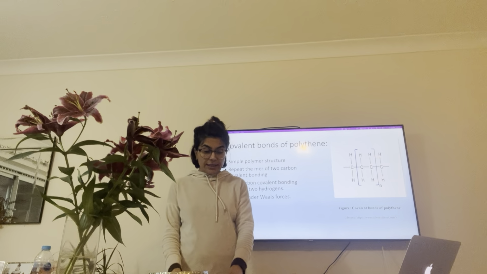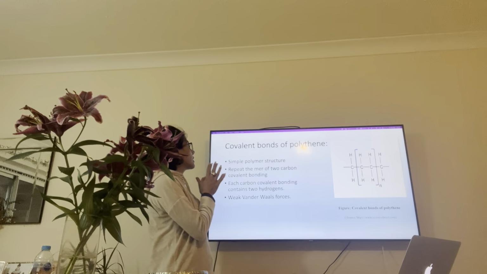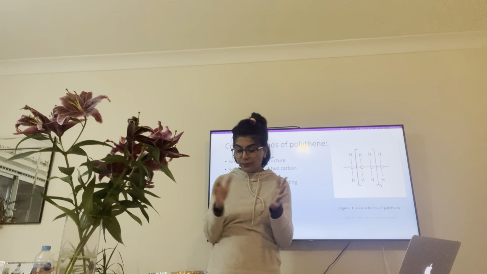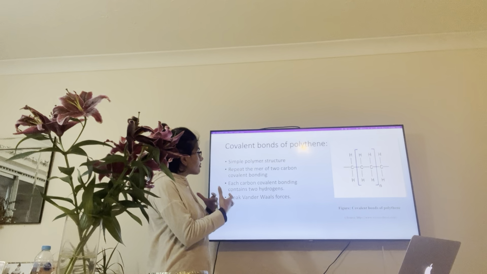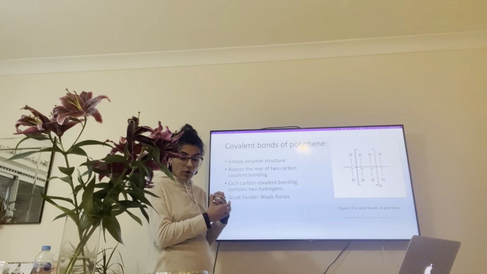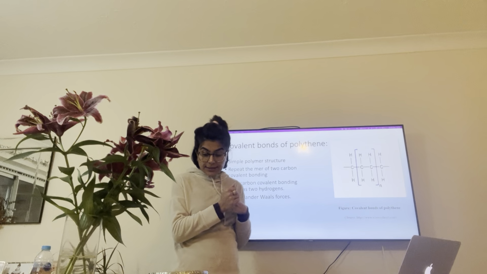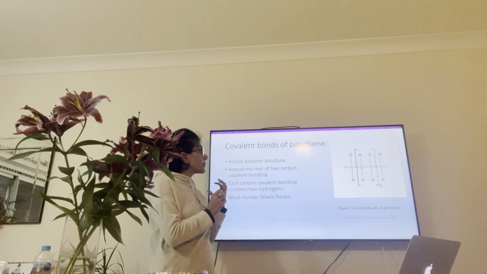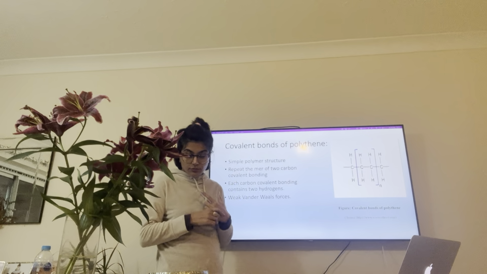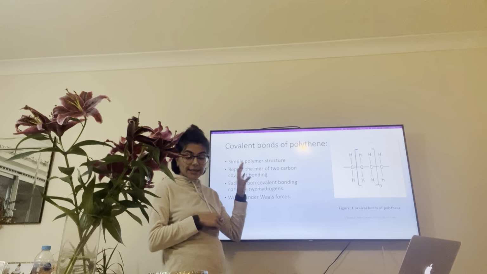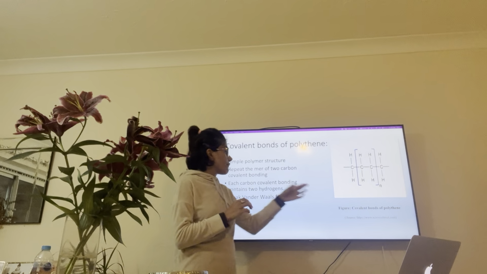Covalent bond of polythene. Polythene is the simplest polymer structure. It is constructed with the repeat of the mer of two carbon atoms, and each carbon contains two hydrogens. This covalent bond is connected through weak van der Waals force.